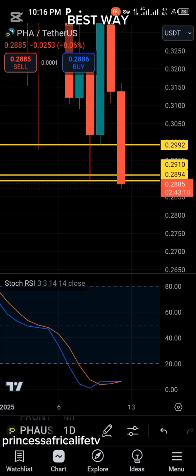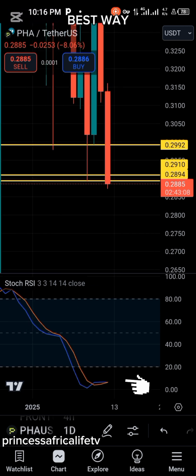It's telling me that this trade is definitely about to sell. But first of all, we want to set our stochastic RSI. If you haven't set yours, look at this place here.